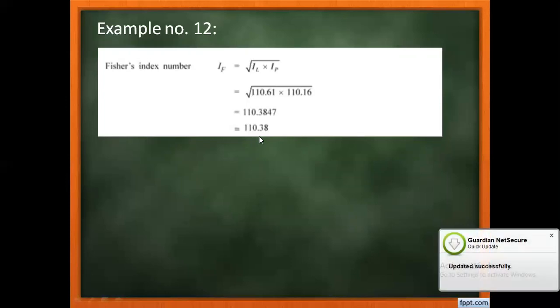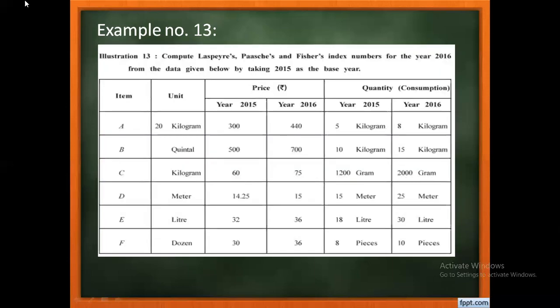Moving further, new illustration, example number 30. Let's see. Compute Laspeyres', Paasche's and Fisher's index number for the year 2016 from the data given below by taking 2015 as the base year, right? So information of 2015 is your P0 and Q0. Items you have been given: A, B, C, D, E, F. Units you have been given. Now try to understand.